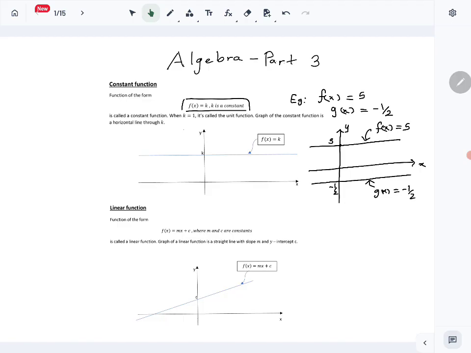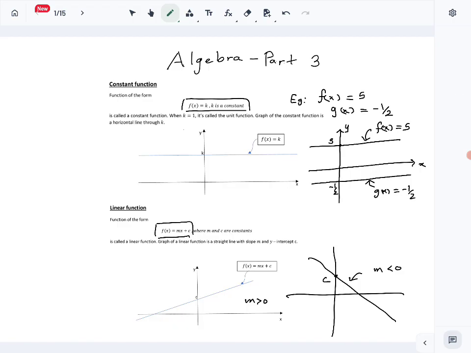So the graph looks like this with y-intercept, and this one is a positive gradient graph. If the gradient is negative, it will look like this. This one, m is negative. In this one, m is positive, right? So that is the second type of function, linear function. So linear function is a line. f(x) equals mx plus c, right?